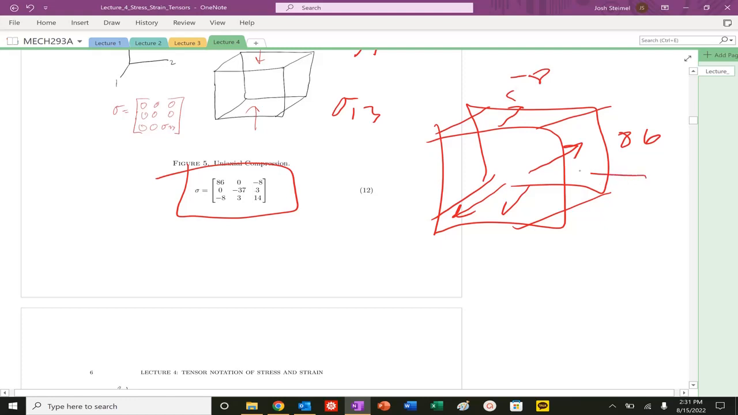The 2, 2 direction is -37. This is sigma 2, 3, positive. So again, pointing in the positive 2 direction, the 3 here, so it's going to be like this. This is 3, and this should be like this. And then finally, in the 3, 3, here, this should be 14.